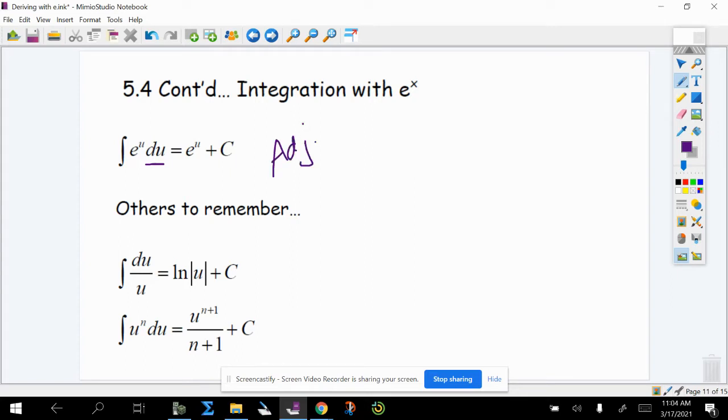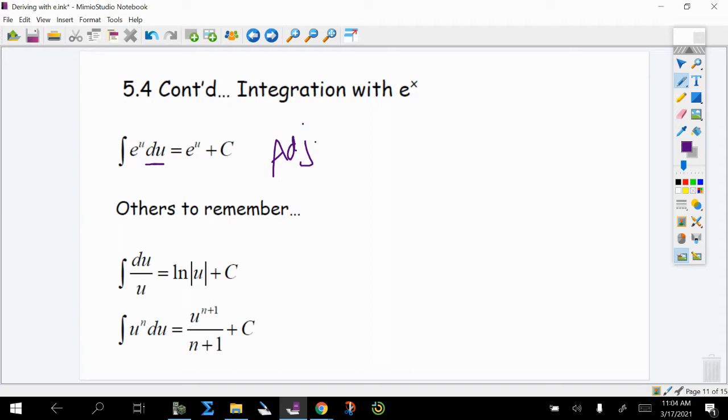Now, there are other types of forms from previous sections that could show up today as well. So I wanted to list those, just to keep track of what we've done to this point with integration. The sections that we're working on in this first part of the chapter, 5.1, 5.2, 5.4, really go so well together that it's nice to talk about them all at the same time.